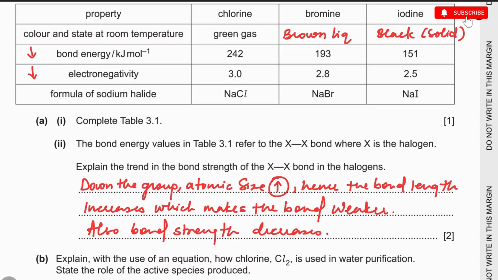Which makes them weaker. It can easily break down. The longer the bond length, the higher the bond weakness. Also, the bond strength decreases because of this reason. So you can add two things: one is based on the atomic size, another would be bond length.